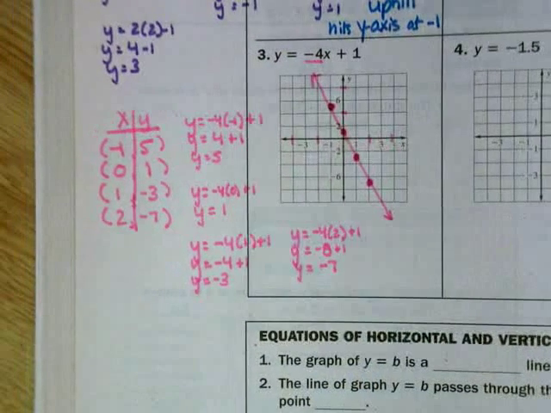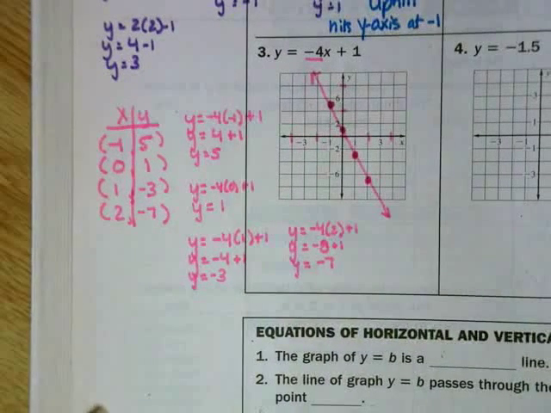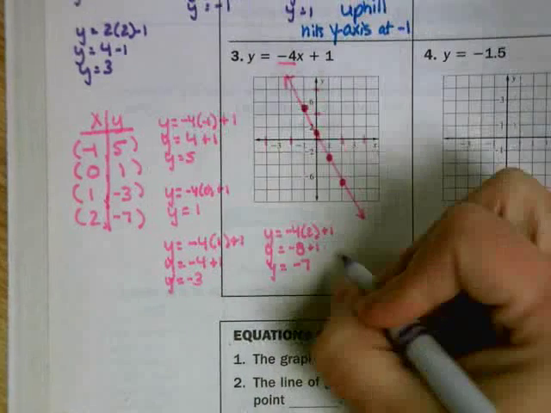What observations can we make about this particular line? From left to right, is it going uphill or downhill? This one's going downhill.